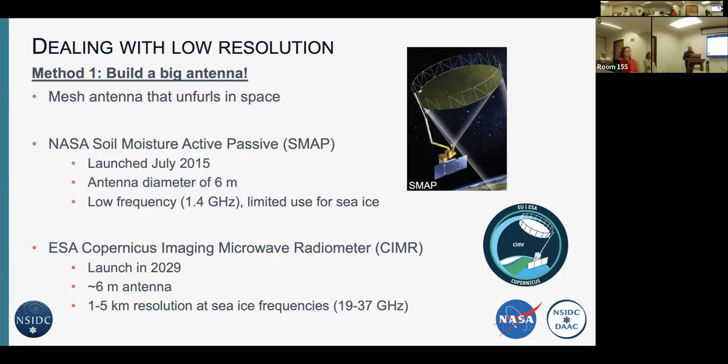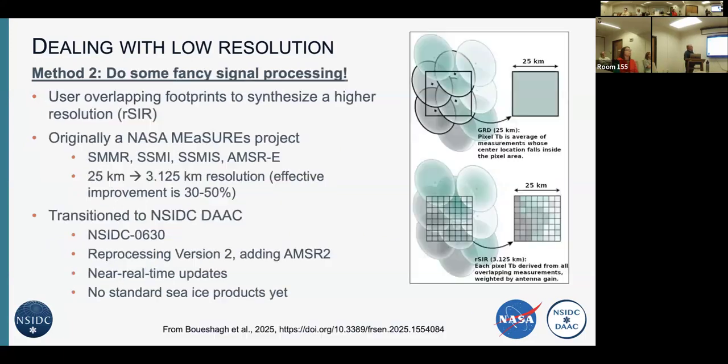Then there's also the CIMR, pronounced Chimer or Simmer, that's due to launch, I think, in 2029. This is kind of neat because it's also going to have about a 6 meter mesh antenna, but it's not going to be 1.4 gigahertz. It's going to be like 19 and 37 gigahertz. I think it does still have 1.4 gigahertz on it, but it will have these higher frequency channels, and that will give us upwards of 1 kilometer resolution from passive microwave, which is really pretty amazing. So that's going to be really useful when it is launched.